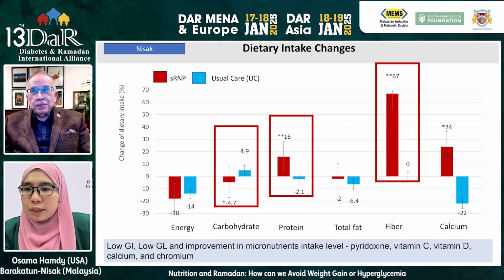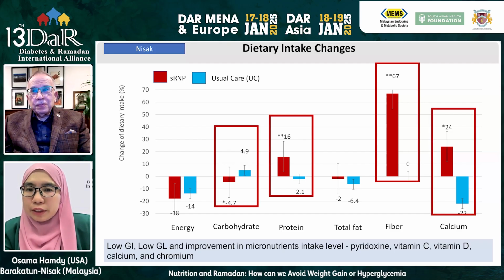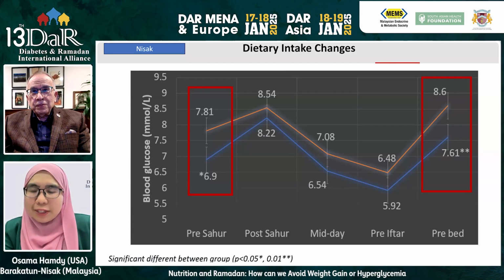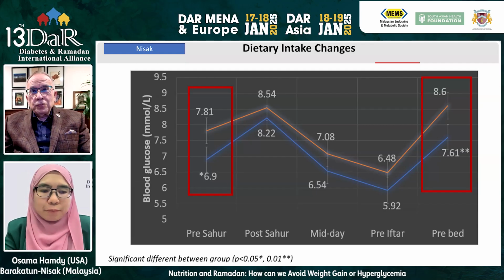Next. And next, this would be the results of the next, Dr. Hamdy. Thank you. So this is the result of the improvement in blood glucose, especially at pre-sahur and before bedtime. As Dr. Hamdy has mentioned, fasting also helps them to reduce a little bit of weight, about 2 to 3% during the fasting period.